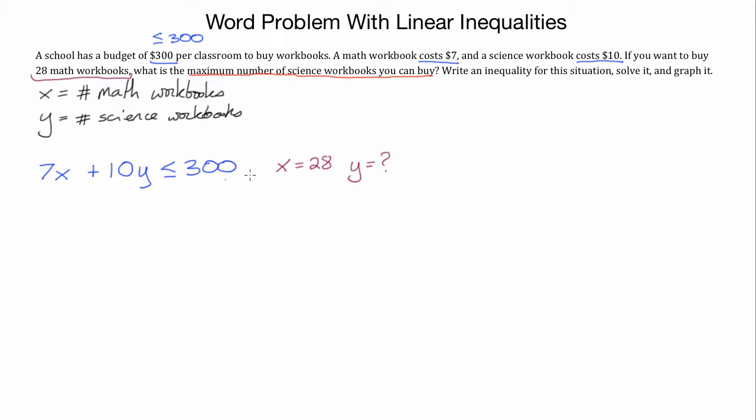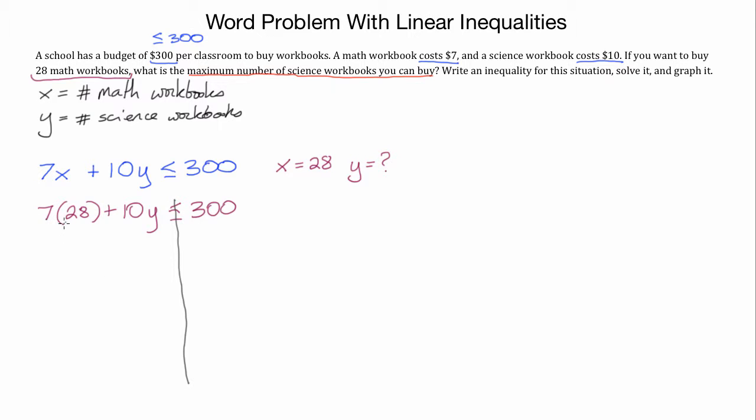So there we go. Let's rewrite my inequality. I'm going to have 7 times 28. If I buy 28 math books, how many science books? I'm going to solve for that y variable to still stay under my budget of $300. That's what I'm going to solve out. Let's go ahead and do that. Let's draw my little line down. Let's solve this inequality out.